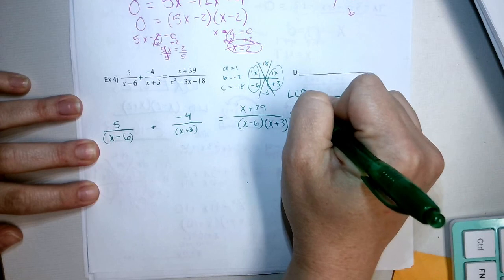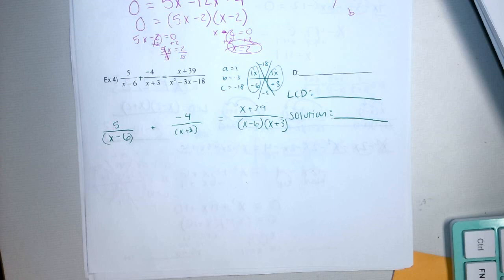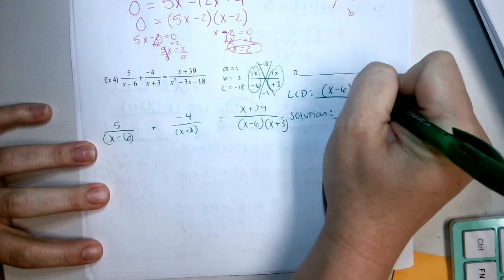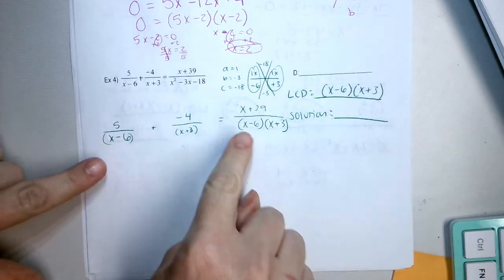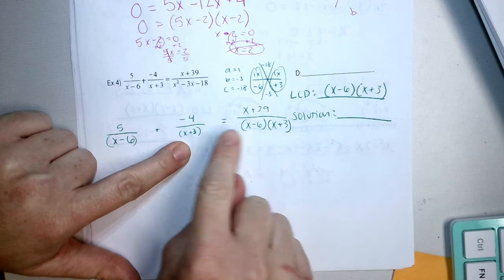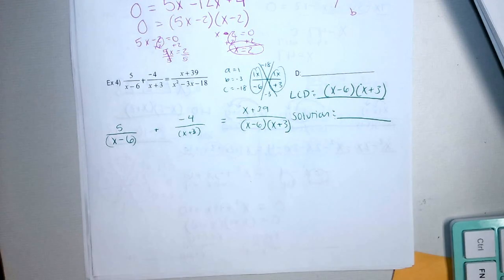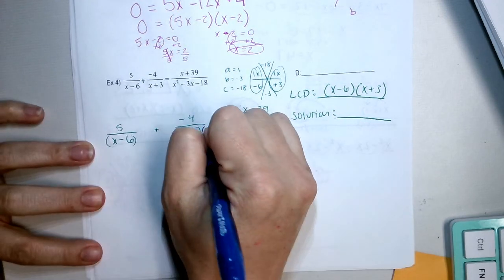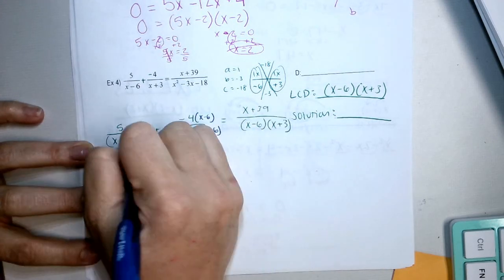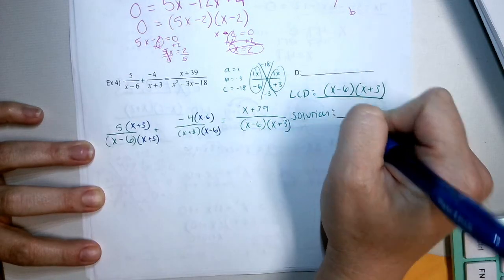So what do you think our LCD, our least common denominator, is going to be here? It's x minus 6, x plus 3. Because I want you to realize these both have an x minus 6, these both have an x plus 3, sorry. So I can give this one the x minus 6, give this one the x plus 3, and now they're all the same. So this one doesn't have the x minus 6, and this one doesn't have the x plus 3. And now all of our denominators are the same.